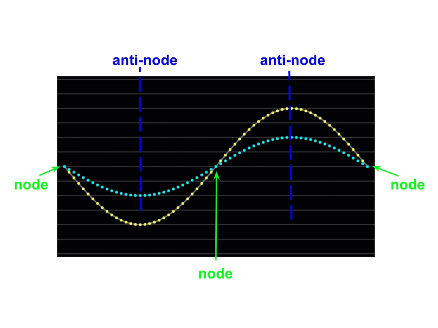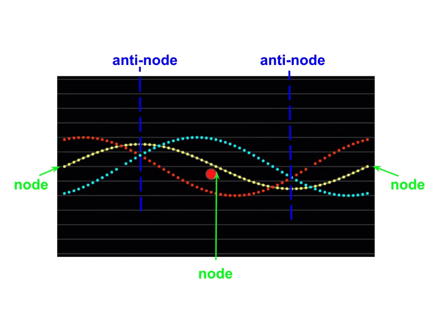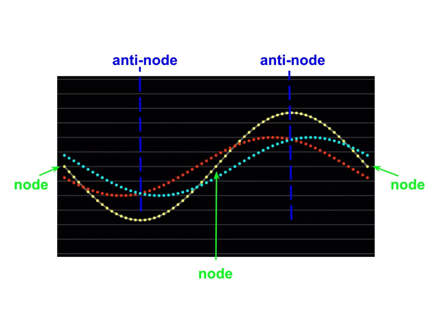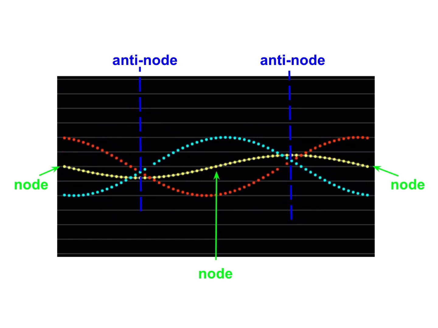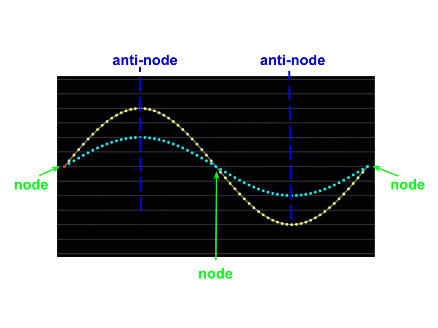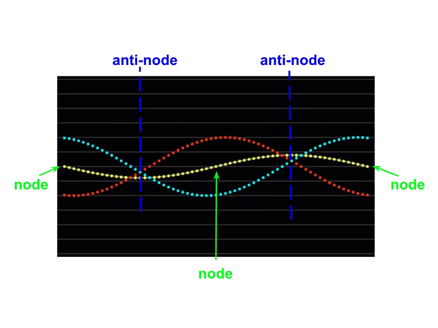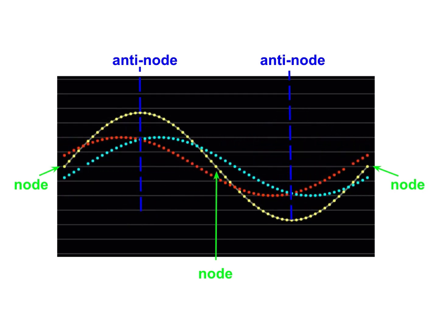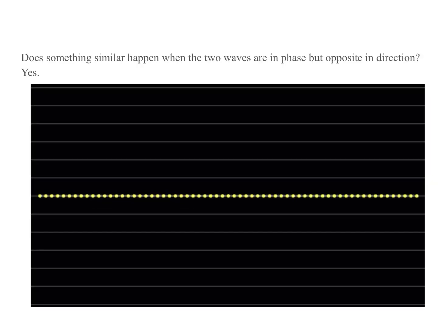So here we go. And we see that the nodes are the places there's no motion. There's one here, and there's one at either end. And antinodes are the ones that move from maxes to mins, side to side. Notice, of course, that none of these correspond to peaks of the red or cyan wave by themselves, because those are traveling. But when they combine to the standing pattern, we can talk about a point that just does not move. Does something similar happen when the two waves are in phase, but still opposite in direction?